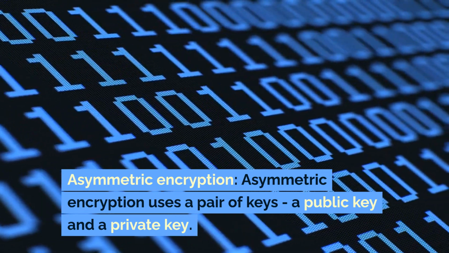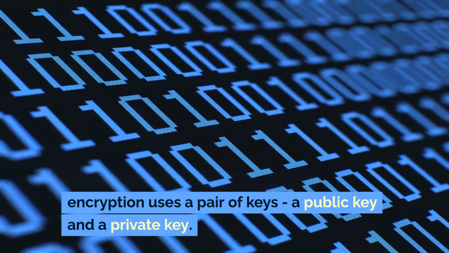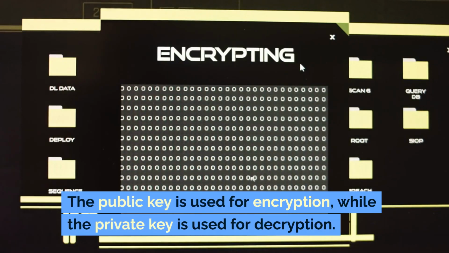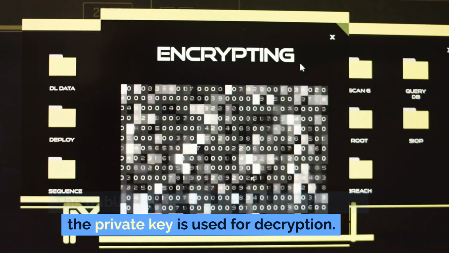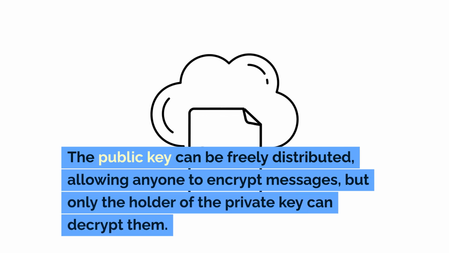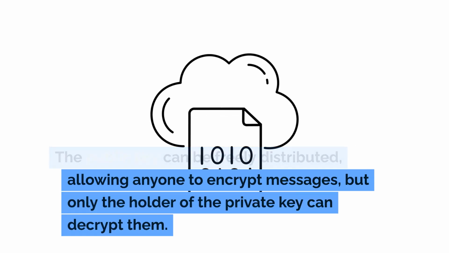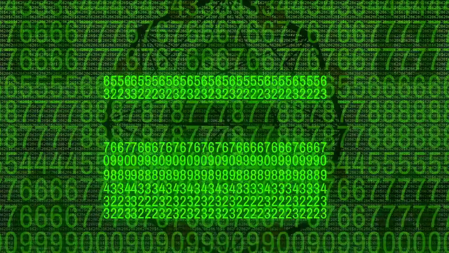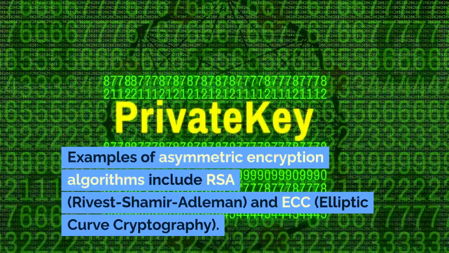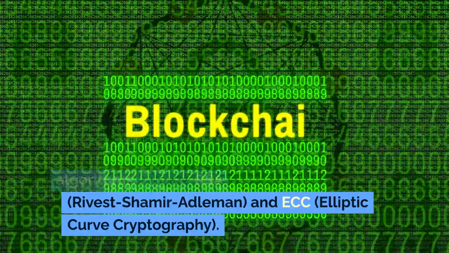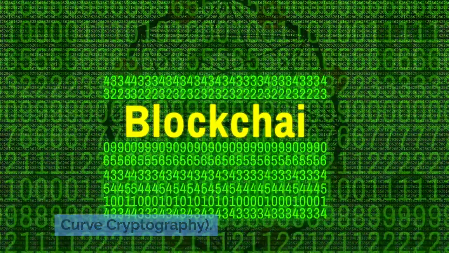Asymmetric encryption. Asymmetric encryption uses a pair of keys, a public key and a private key. The public key is used for encryption, while the private key is used for decryption. The public key can be freely distributed, allowing anyone to encrypt messages, but only the holder of the private key can decrypt them. Examples of asymmetric encryption algorithms include RSA, Rivest-Shamir-Adleman, and ECC, Elliptic Curve Cryptography.